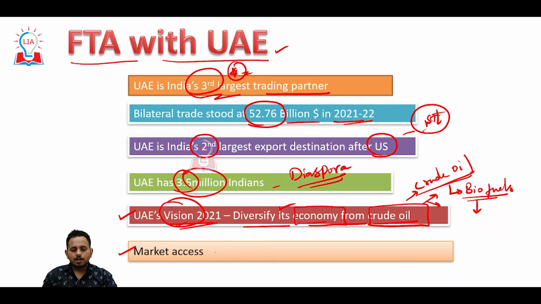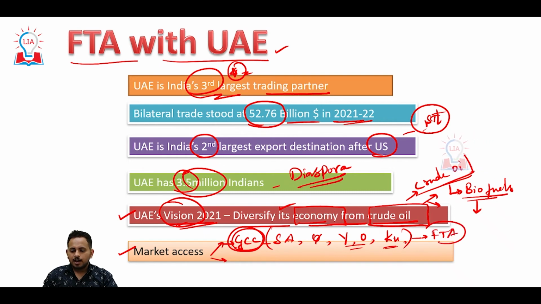Market access. UAE is a Middle East country and UAE has free trade agreements and preferential trade agreements with Gulf Cooperation Council countries, for example Saudi Arabia, Qatar, Yemen, Oman, Kuwait. These are the countries with which UAE has good relations. And if India cracks a free trade agreement with UAE, then India can access to some extent all these markets. Along with this, India will also get a gateway to access the markets of Northern Africa, including Egypt.